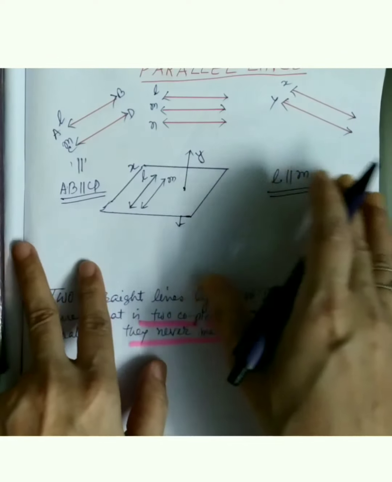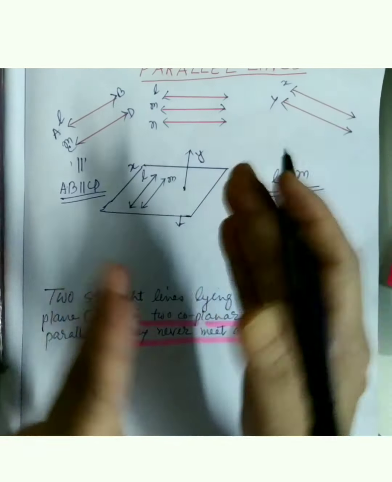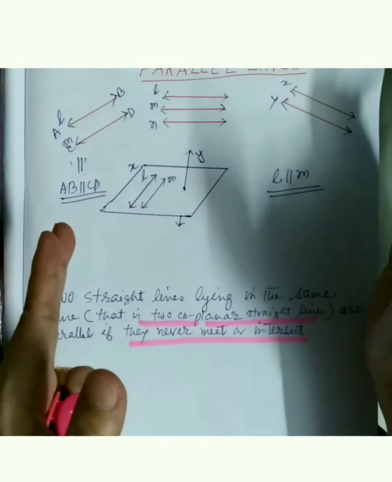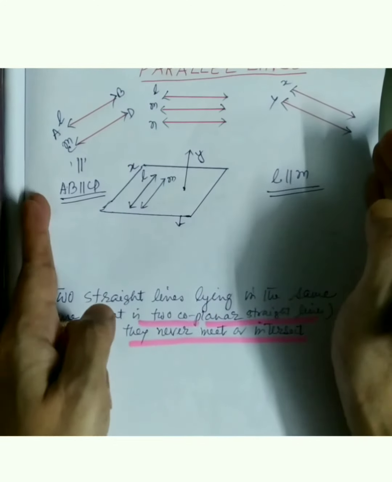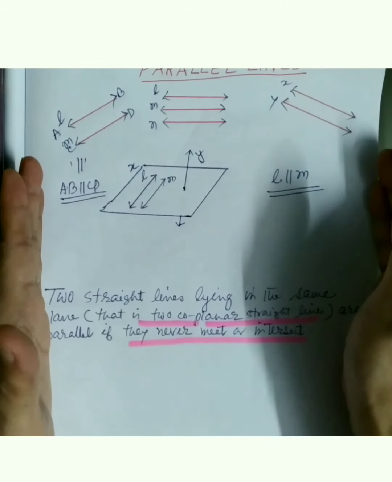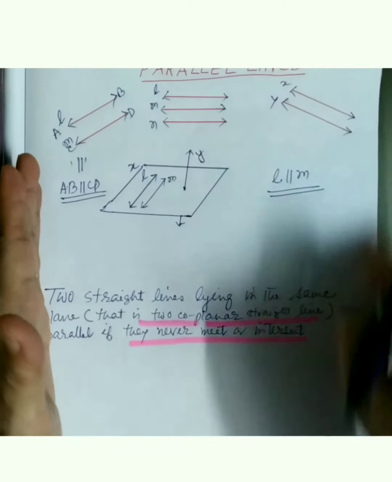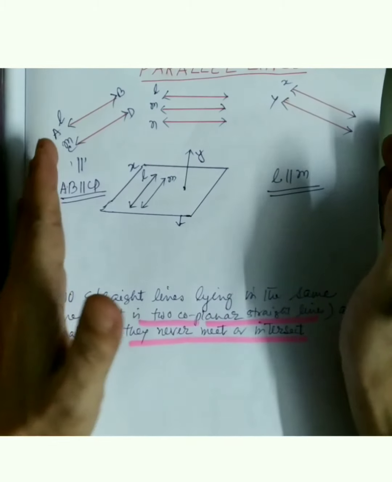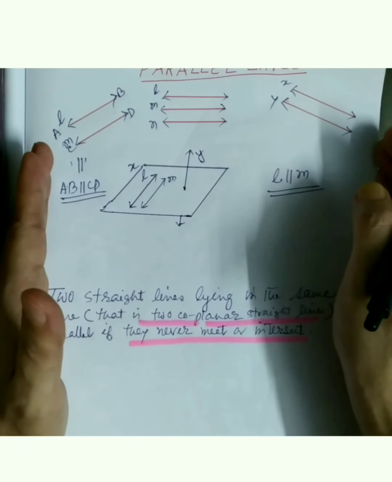You can see here in this copy also we are getting parallel lines. You see on the right hand side and left hand side, these pairs are called parallel lines. These lines are called parallel lines. You see here this one and this one, these are not going to meet at any point, so these are parallel lines.